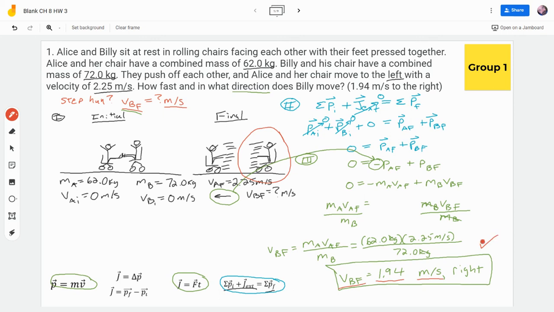So that is how you do a conservation of momentum problem. Hopefully you found that helpful.